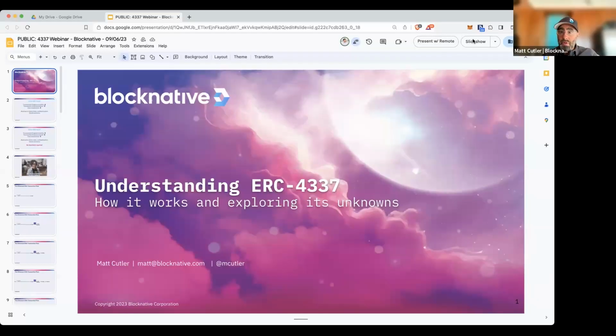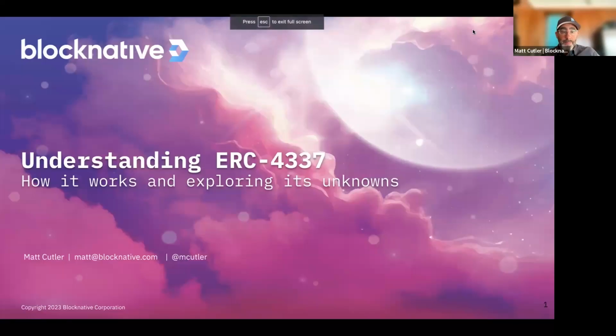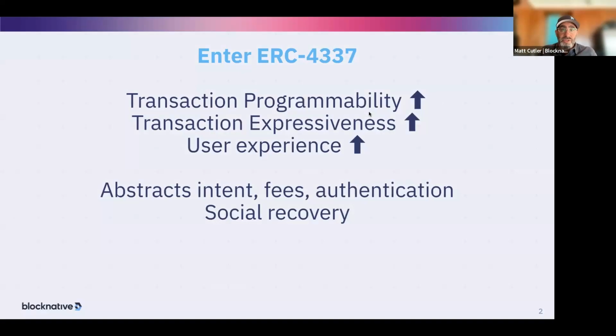I'm founder and CEO of Blocknative, and we'll be spending the next little while doing a high-level but relatively in-depth overview of all things ERC-4337, that is account abstraction. So I'm just going to go ahead here and share my screen, and we'll put this into presentation mode, and we'll jump right in. So just to level set, what's the big deal about ERC-4337?